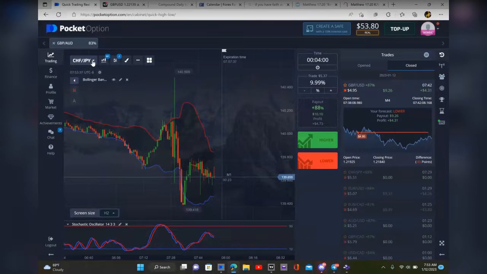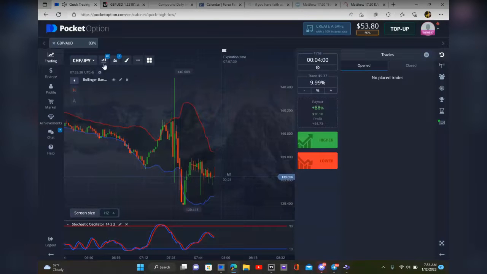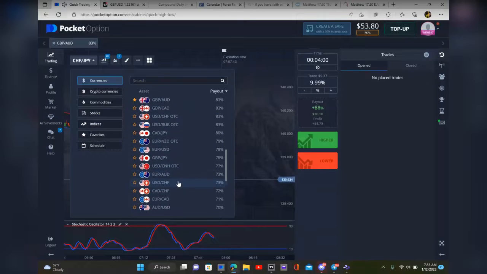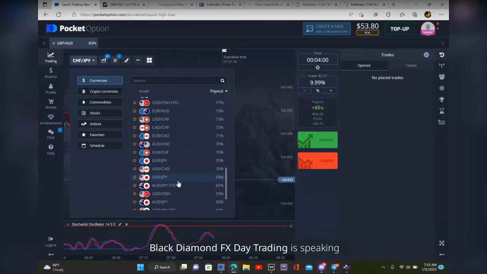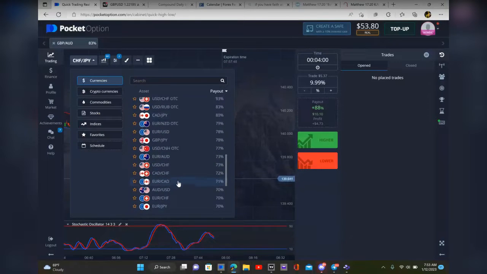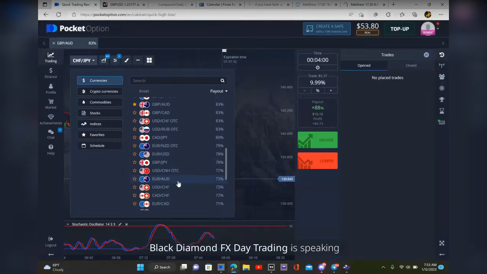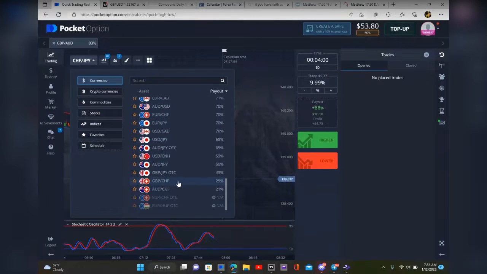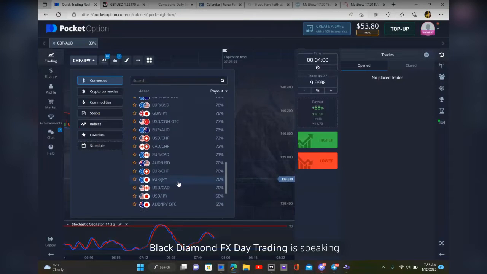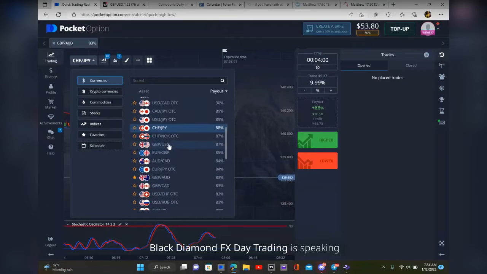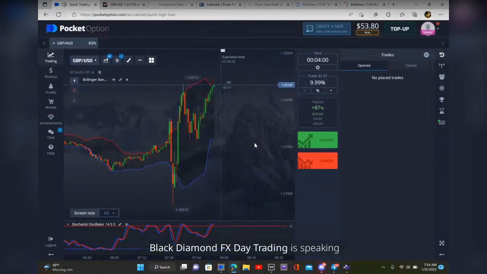Let's go to GBP USD. Hold on. GBP USD, where are you? I just had GBP USD not that long ago, and now I can't find it, unless my eyes are just bad. Oh, look, it's right here. 87% payout. That's not bad.